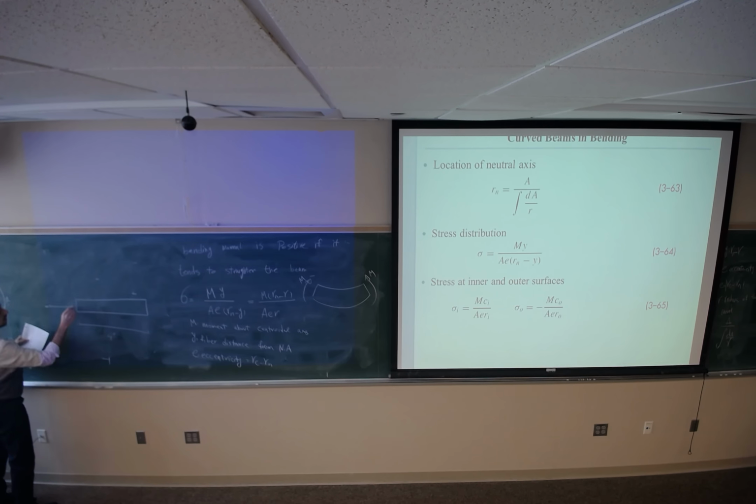This is Ri. If I look from the top, this is the center, let me label it O. This is Ri, this is going to be Ro.